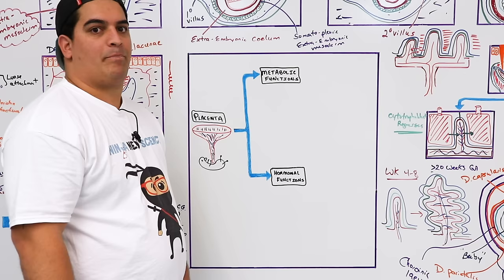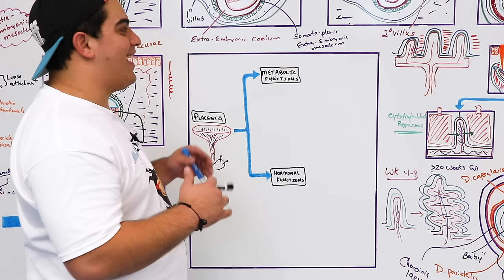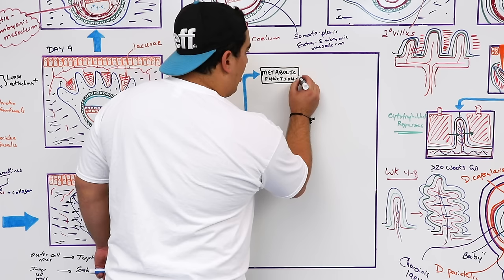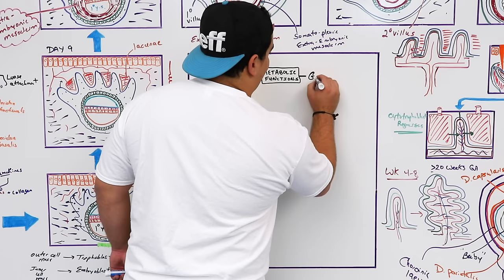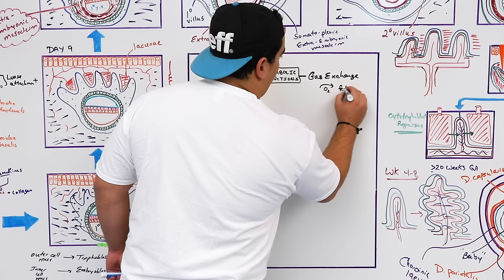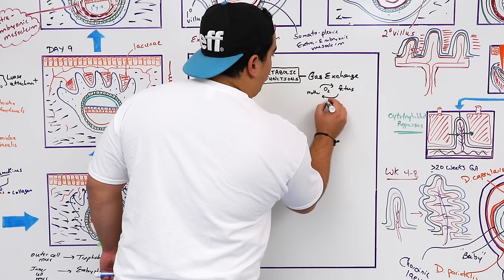All right, so what are the functions of the placenta in a very basic way? Because we've talked about a lot of stuff with the development of the placenta, an extensive amount. But what I want you guys to understand is the metabolic functions of the placenta. So very simply, when we talk about the metabolic functions, remember that it's primarily playing a role in gas exchange. What do I mean? It's going to be dropping off oxygen to the fetus, and from the mother, dropping off oxygen and picking up CO2.